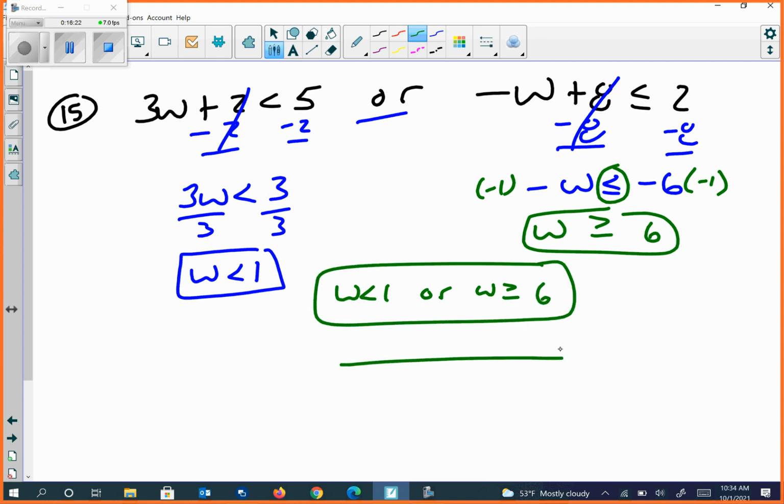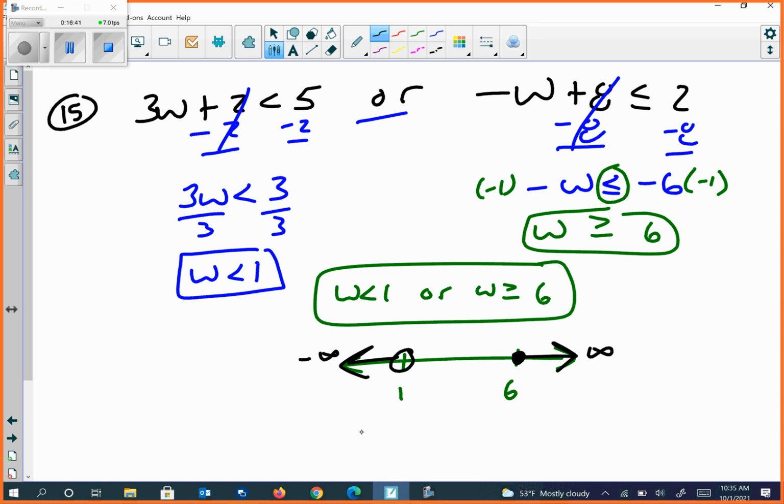Put that on a number line. I have a 1 there. To the right of that is going to be a 6. So open dot out there. I want less than, so it's going to negative infinity. Solid dot at 6 because we have the equal sign, so that's going to infinity.